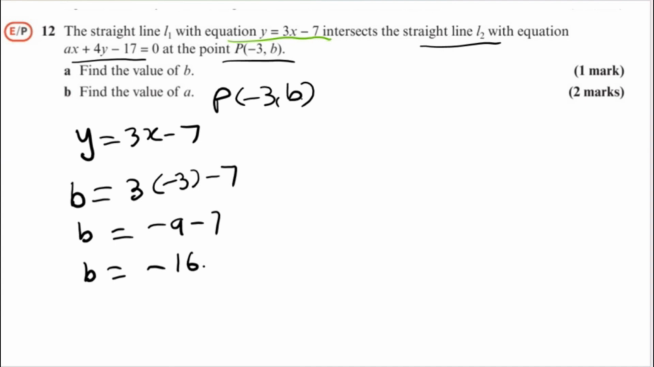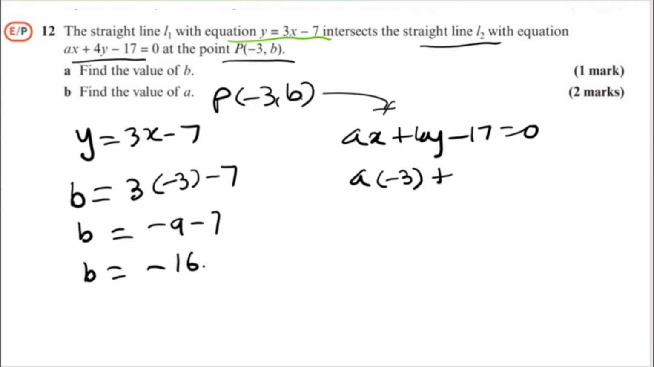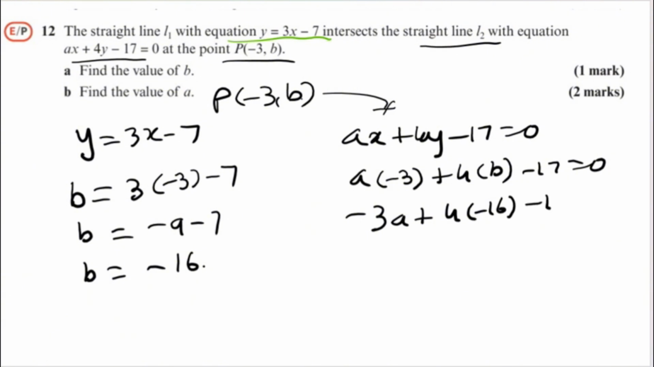To find the value of a, I can use this equation ax plus 4y minus 17 is equal to 0. Now this is the intersection point for this line as well. So I will substitute minus 3 for x and b for y. But we already found the value of y, so I can substitute here. So minus 3a plus 4 into minus 16 minus 17 is equal to 0. So minus 3a minus 64 minus 17 equal to 0.